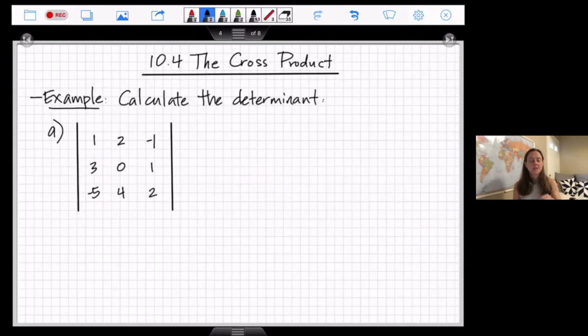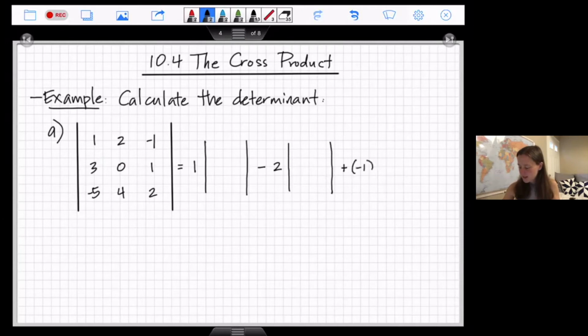Remember, we're going to use the first row as the coefficients. So we're going to have that A1, the 1, and it's going to be times a little determinant. Our second term is always negative, so that 2 that's in the middle, I'm going to make a -2. It's going to have its own little determinant. And then our last term, it's going to be positive, but the number itself is negative. So you've got this -1 sitting out in front times its little matrix.